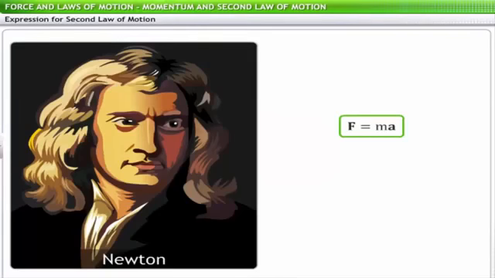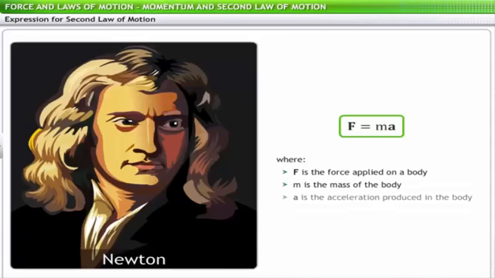Newton's second law of motion can be expressed mathematically as F is equal to ma, where F is the force applied on a body, measured in Newton in the SI system and in dyne in the CGS system. m is the mass of the body, and a is the acceleration produced in the body.